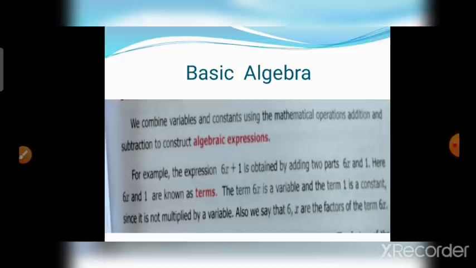Today we are discussing the topic basic algebra. We combine variables and constants using the mathematical operations addition and subtraction to construct algebraic expressions.